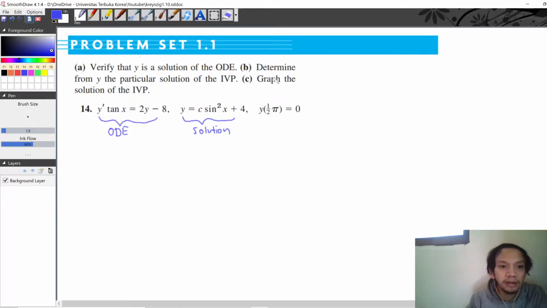And then B, determine from y the particular solution of the IVP. So this is our initial value problem, or IVP. And lastly, we are asked to graph the solution of the IVP. So we find the y with c found, and we need to plot it. Okay, now let's do point A first.